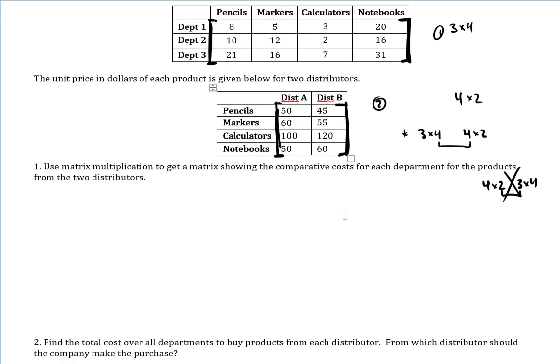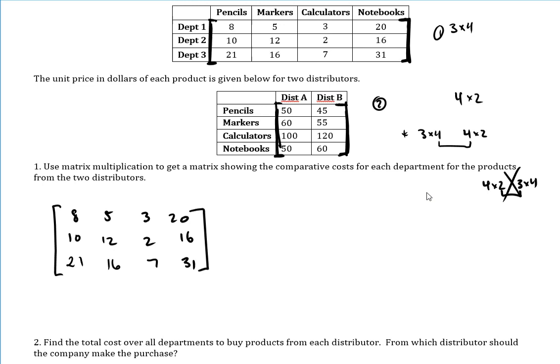All right, so that means let's go ahead and set it up with the 3 by 4. So I've got 8, 5, 3, 20, 10, 12, 2, 16, 21, 16, 7, 31. So there's that. And then let's mark what they have in common in each table. So notice they got, let's highlight these and these. Well, I think this one's going to be set up real nice for us without having to worry too much about it. So this is our pencils, markers, calculators, and notebooks.